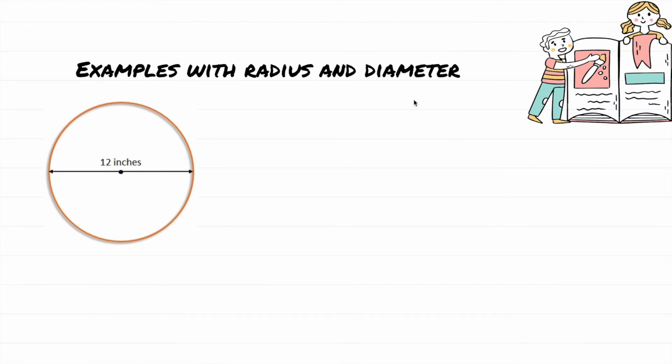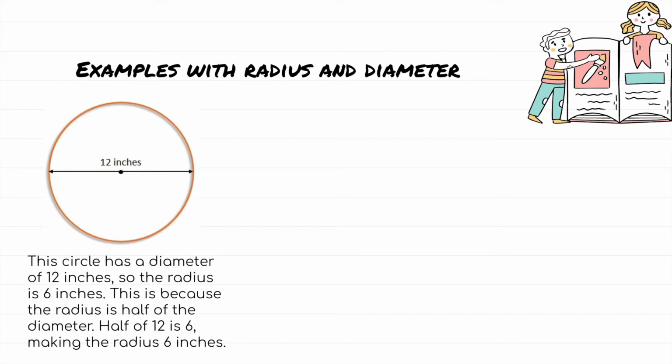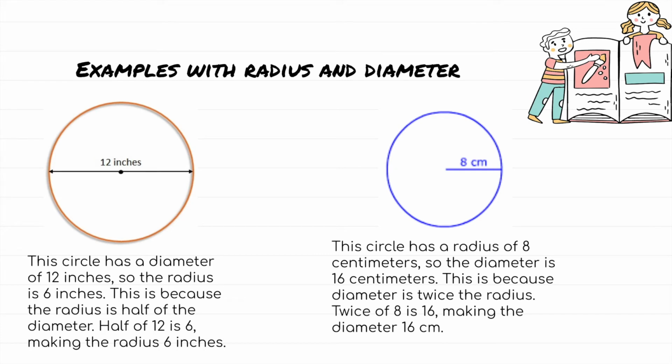So we're going to work with radius and diameter and do some examples. This circle has a diameter of 12 inches, which means that the radius is going to be half of the diameter, and that's going to be 6 inches. This circle has a radius of 8 centimeters, which means that the diameter is going to be twice or double the radius. So 8 plus 8, or 8 times 2, is going to be 16, which is why the diameter of the circle is 16 centimeters.